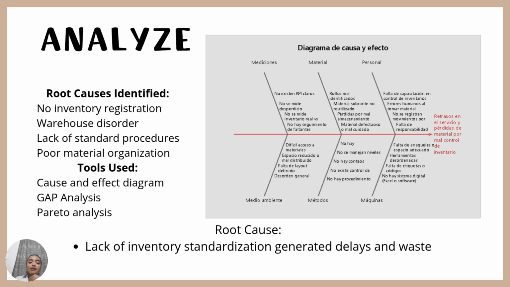The fishbone diagram was used to identify the root causes of the problem. The analysis included factors such as material, methods, machines, measurements, environment, and personnel. The main causes detected were lack of inventory control, warehouse disorder, lack of standard procedures, and poor material organization. This analysis was very important because it helped understand why the delays and material losses were happening.